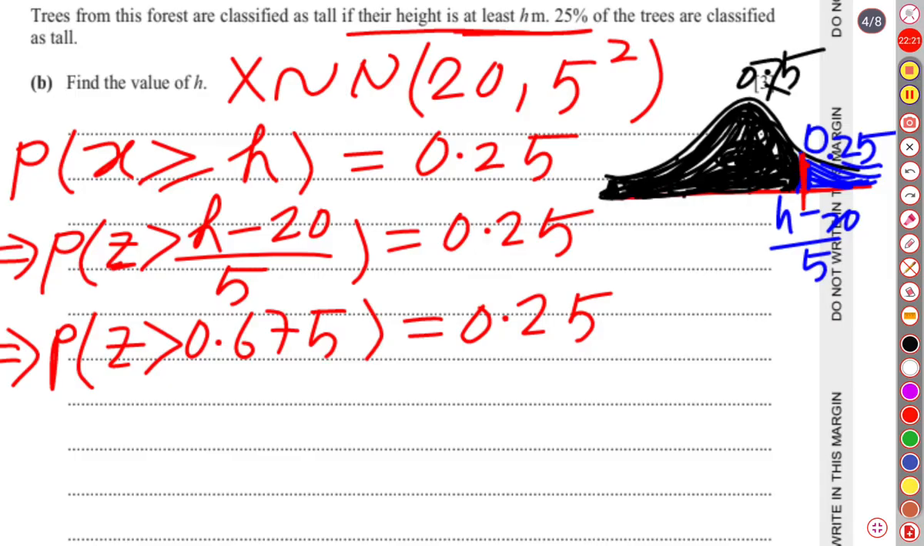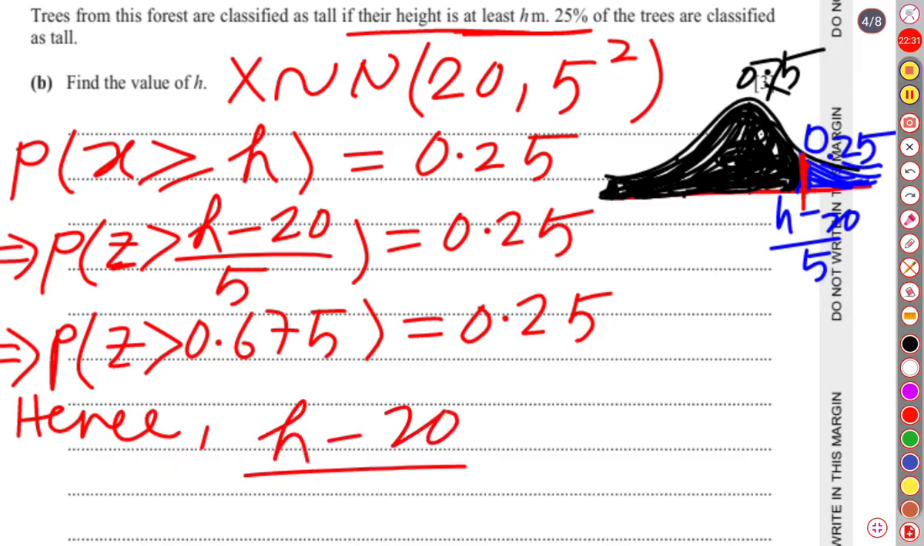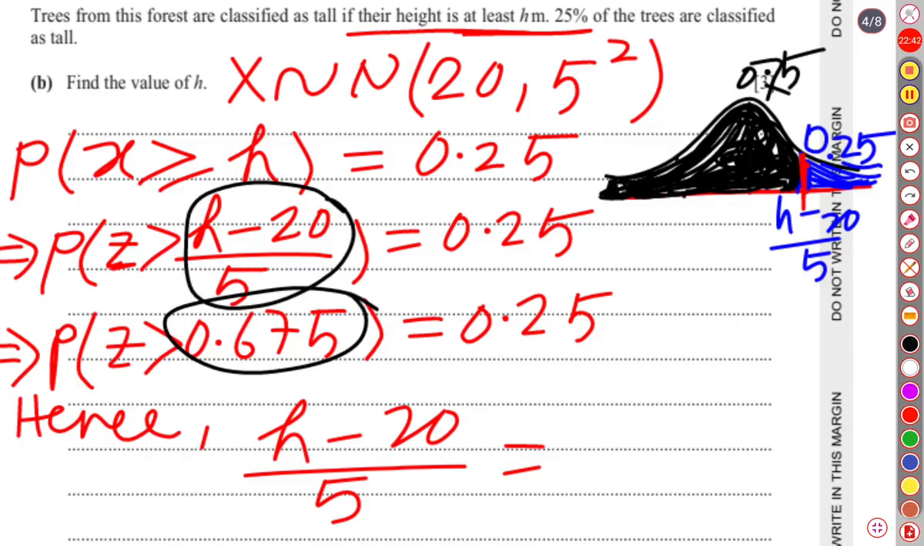Well, so look at this. Here we can write, hence, (h minus 20) over 5 is equal to the same. This one is our z-score, and hence this one is also our z-score. So they must be equal to each other, because for the same probability the z-score must be equal. So 0.675.